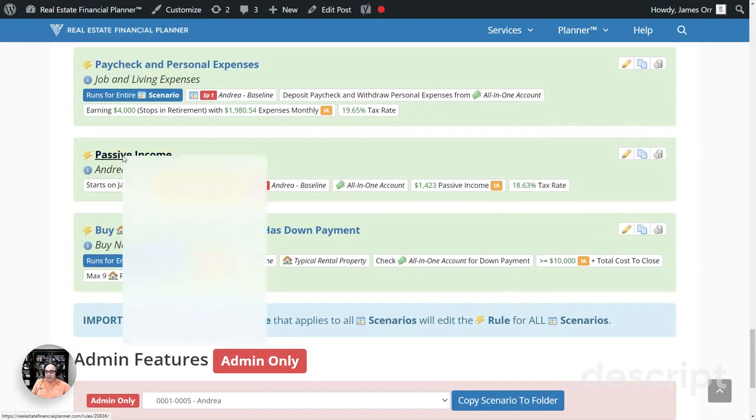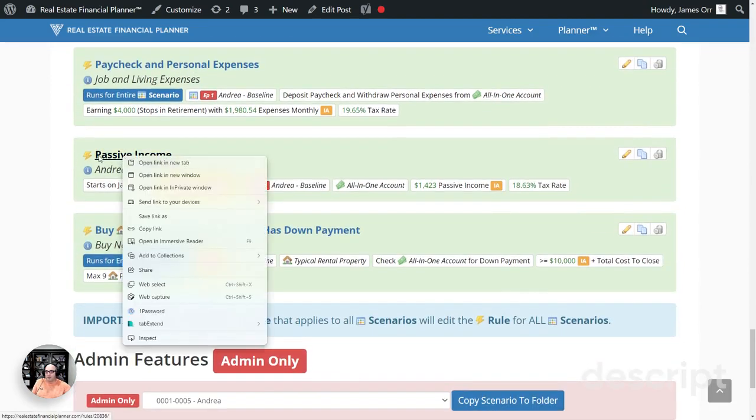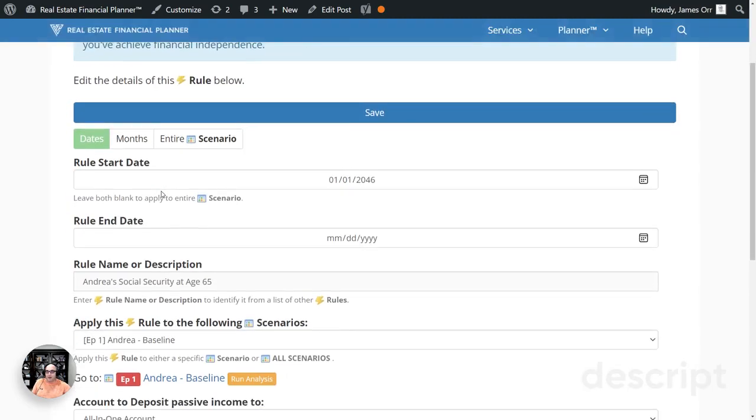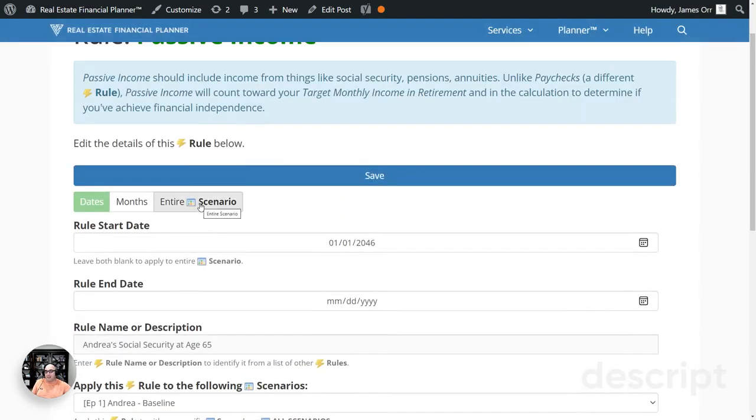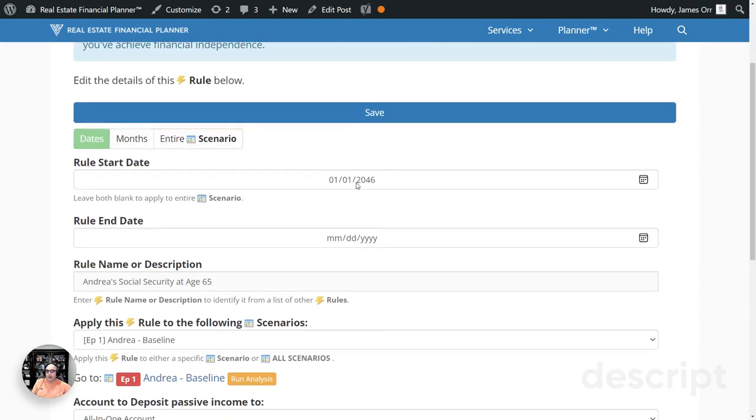Now, she has passive income, so at some point in the future, she's going to receive income from her Social Security. So this one, instead of running for the entire scenario, it runs from a specific date. So we have a rule start date, and then we have a rule end date. It starts on January 1st, 2046, and that's when she's going to be 65 years old, approximately. And then her rule end date, it doesn't ever end, so we just leave that blank. Month, day, year. Okay, so basically it shows you that it runs forever. So it starts at age 65 for her, and it never ends.